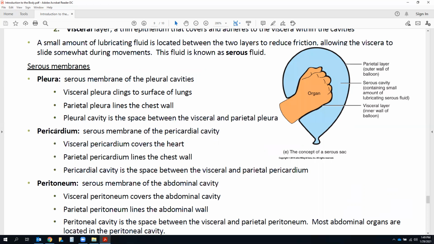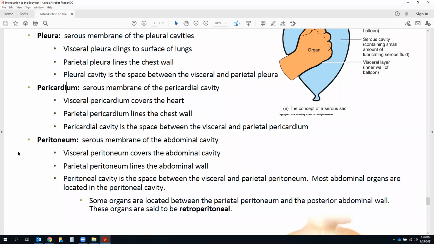Between them is the pleural cavity, which will be full of what we would call pleural fluid. The pericardium, remember cardia or cardi in this case refers to heart, and thus the pericardium is associated with the heart. This is the serous membrane of the pericardial cavity. It includes a visceral pericardium, which actually is the outer layer of the heart and covers the heart itself. The parietal pericardium lines the chest wall, and thus is superficial. Between the two is the pericardial cavity or pericardial space, as you'll sometimes see described, full of a fluid called pericardial fluid.